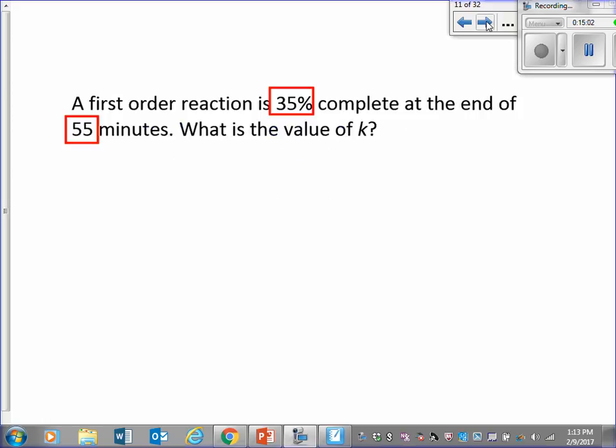All right, first problem here. A first order reaction is 35% complete at the end of 55 minutes. What is the value of K? What do we do here with that? What are we going to do with the information provided? Oh, yes, we have the time here. That's good.